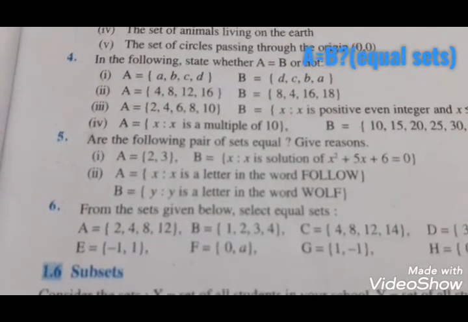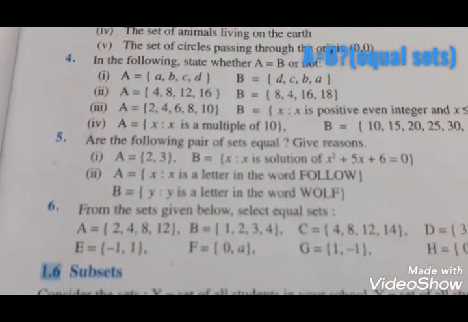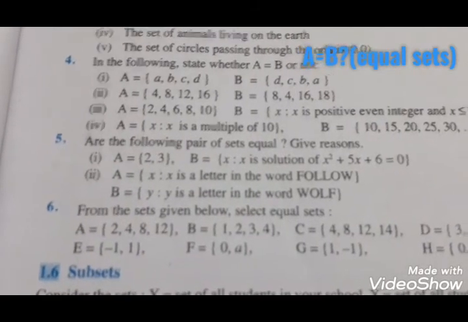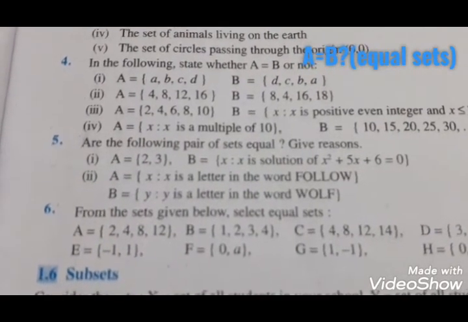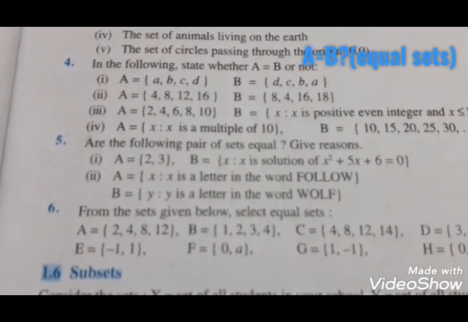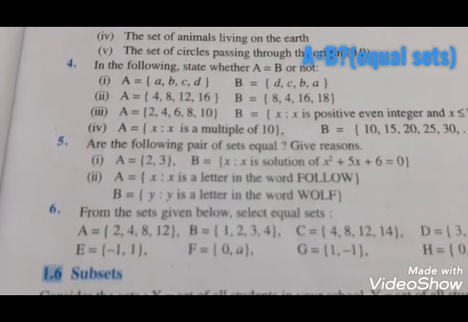So the first question of question number 5 is not a pair of equal sets, but the second question of question 5 is a pair of equal sets. Then for question number 6, from the sets given below, which sets are a pair of equal sets?